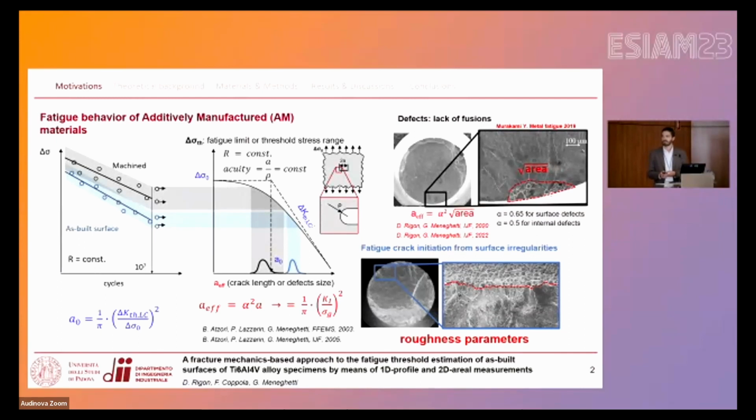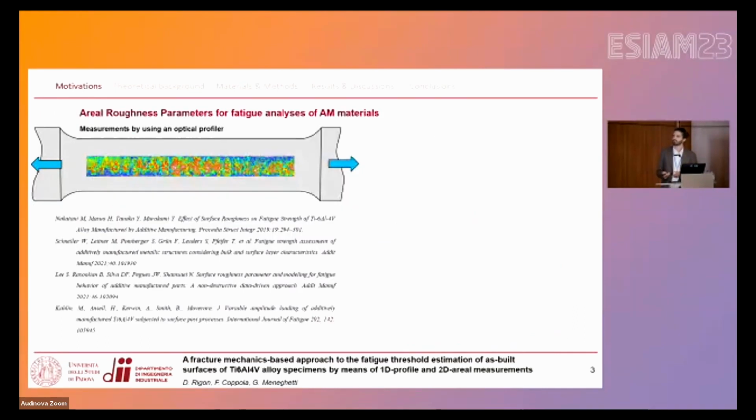When we deal with as-built surface conditions, the fatigue limit is not well correlated with any kind of size, because of the very irregular and pseudo-random profile of the surface. So dealing with this aspect, many researchers suggest using the areal roughness parameters to deal with the fatigue analysis of the manufactured material in as-built conditions.